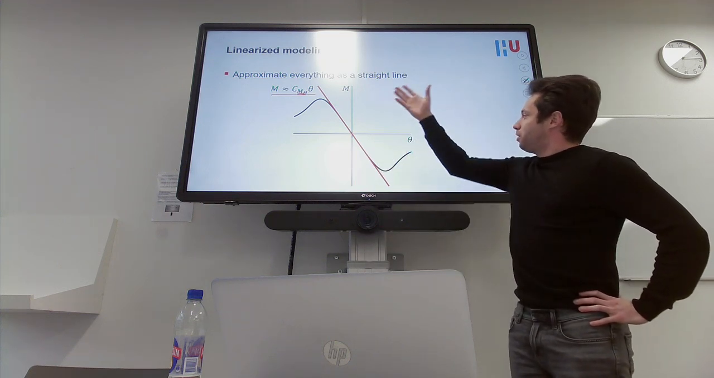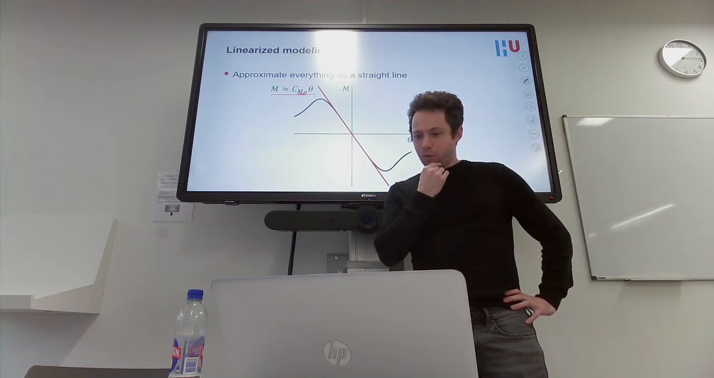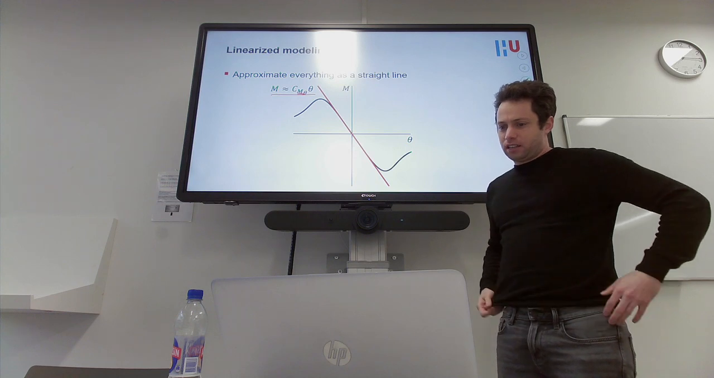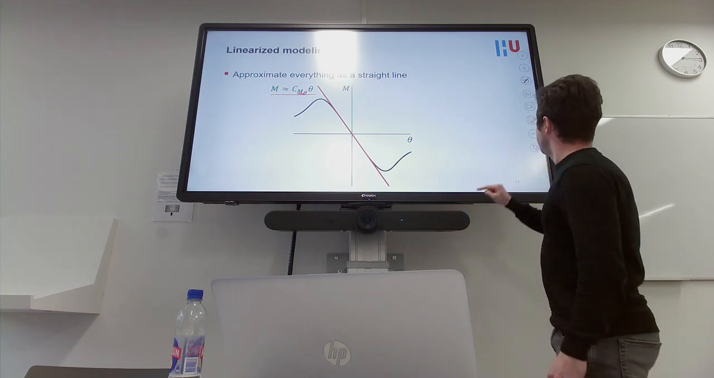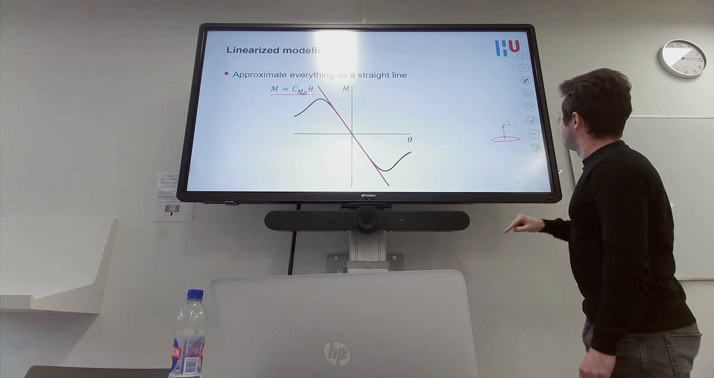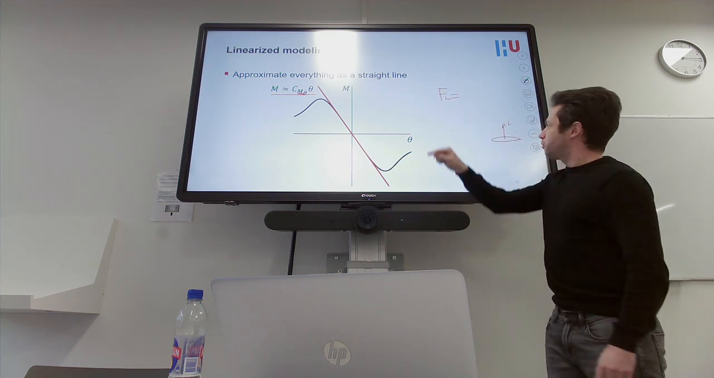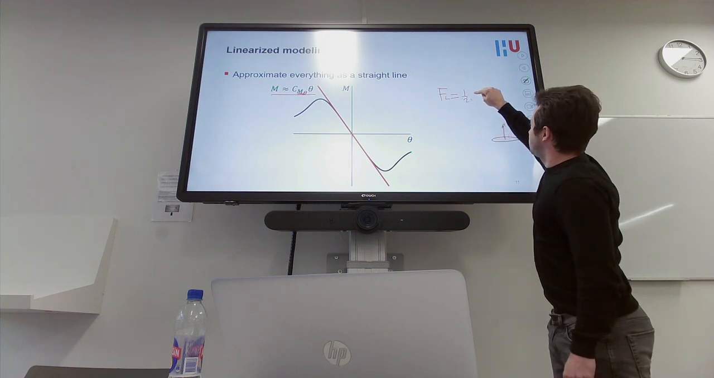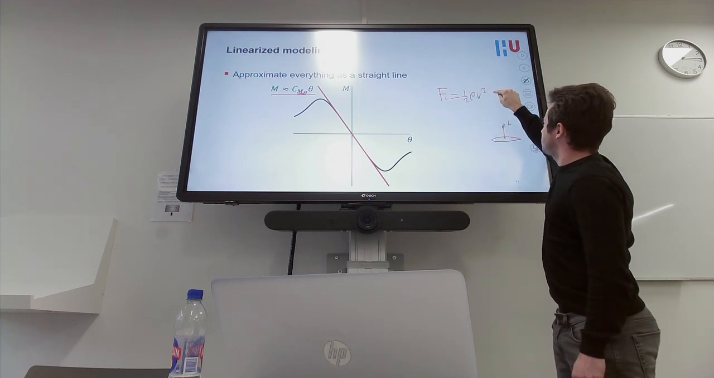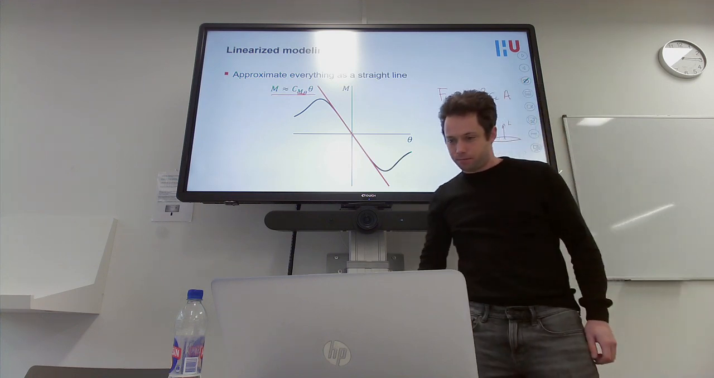So that's great. We have a straight line. But how do we find this constant? Well, we can do some maths. The first thing that we do, if we have this wing, there is this lift force. And this lift force, there is an equation for that. Some of you might have seen it. It's the dynamic pressure, half rho v squared, times some lift coefficient, times the surface area.